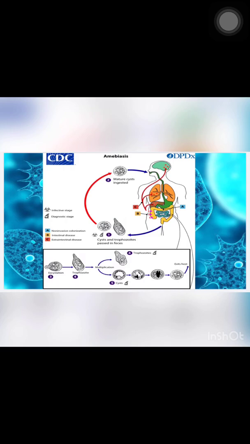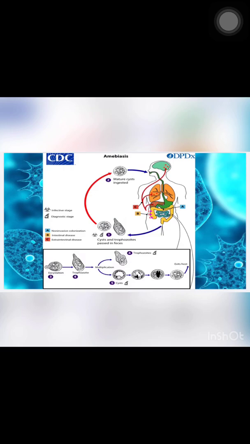Excystation occurs in the small intestine and trophozoites are released, which migrate to the large intestine. Trophozoites may remain confined to the intestinal lumen as a non-invasive infection, with individuals continuing to pass cysts in their stool. Trophozoites can invade the intestinal mucosa or blood vessels, reaching extraintestinal sites such as the liver, brain, and lungs. Trophozoites multiply by binary fission and produce cysts, and both stages are passed in the feces.